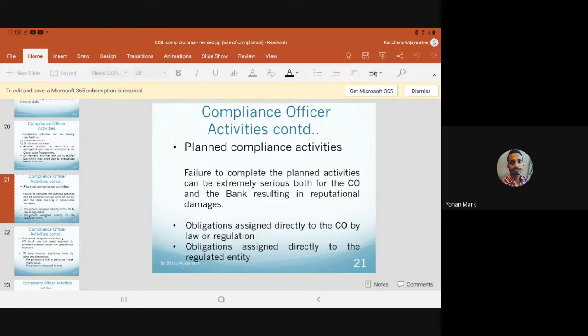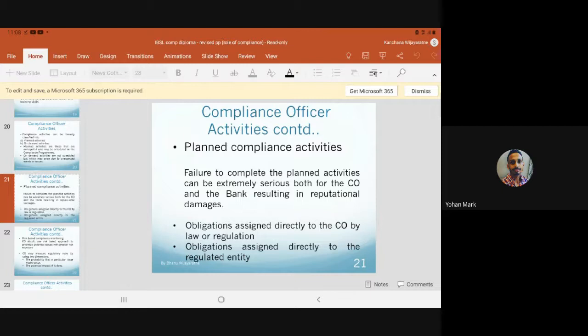So, the obligation assigned directly to the compliance officer by the law or regulation. Obligation assigned directly to the regulated entity. So when you are doing your compliance program, you have to be mindful of these things. What are the things? What are the regulatory obliged activities that you need to carry out during the year? Now, for instance, your compliance policy has to be reviewed every year. Your AML policy needs to be reviewed every year. It's a regulatory requirement, right?